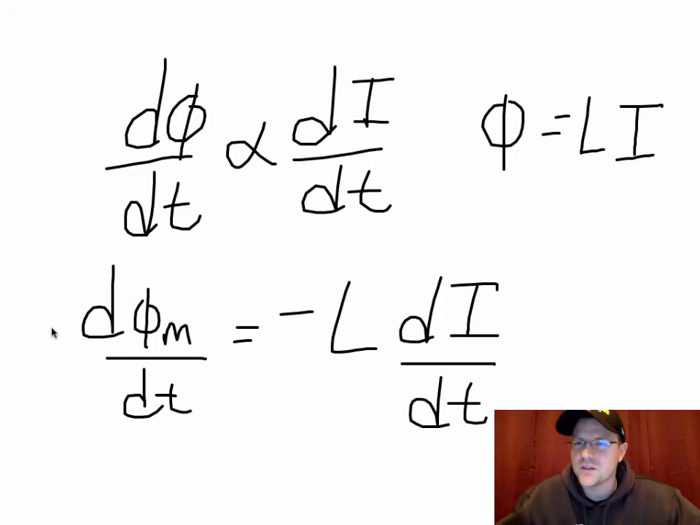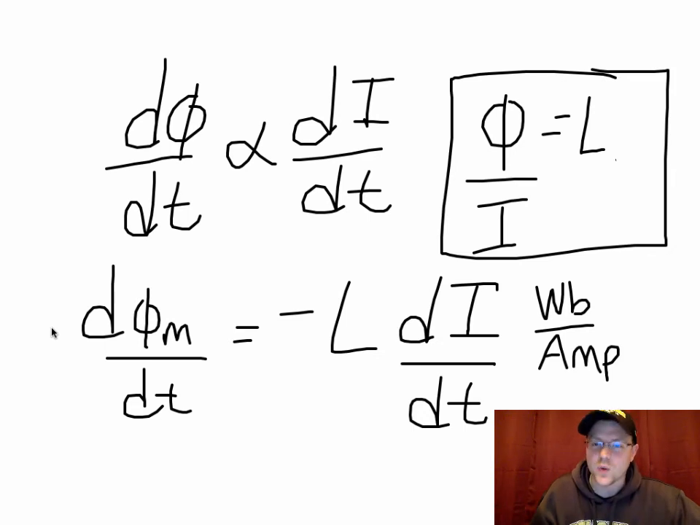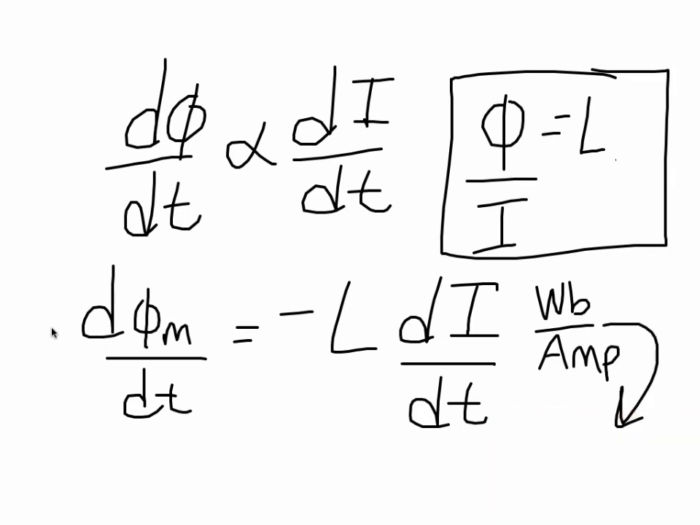So what are the units of inductance? Inductance is flux over current. So if I want to look at this in terms of units, I get a Weber per amp, and a Weber per amp gives us one of our last units here, which we call the Henry. So resistance was measured in ohms, we have capacitance measured in Farads, and now we have inductance measured in Henrys, which is Webers per amp.